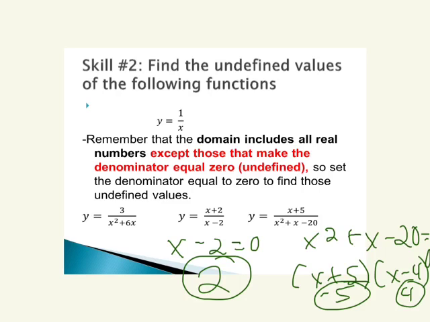So the key teaching point here with skill number 2, ladies and gentlemen, is this, and you should write this down. To find the undefined values, you simply take the denominator, set it equal to 0, and then solve that equation. Keep in mind, if it's a quadratic equation, you'll most likely be solving by the factoring method. That's the most common method that is seen. All right, ladies and gentlemen, those are the 2 skills.